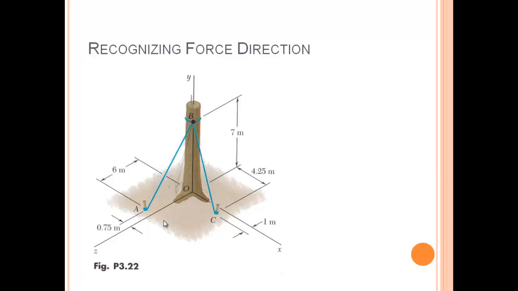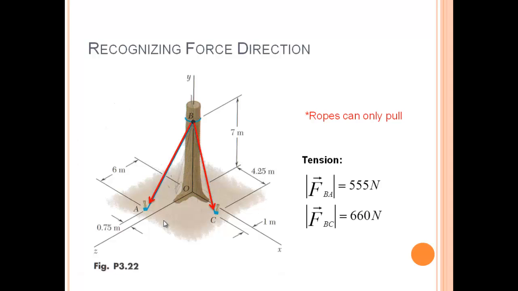We must first recognize force direction. As we know, the ropes can only pull. Thus, the force must be directed from B to C and B to A. The tension can now be defined in terms of the force vectors as the magnitude of the force from B to A and the magnitude of the force from B to C.